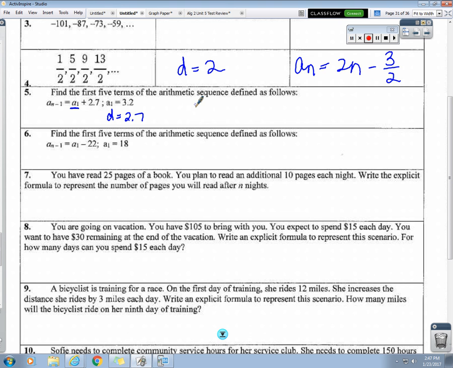So to find the first 5 terms, you already know the first one, they told you. To find the next one, don't you just add 2.7? And that gives you 5.9. And then you would add 2.7 to that, and it would give you 8.6. Then add 2.7 again, and it would give you 11.3. Then add 2.7 to that, and you'd be at 14. Okay, and those are the first 5 terms. So that's how you do questions like that.